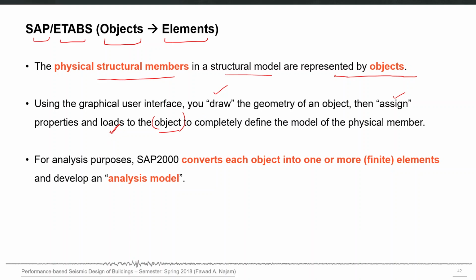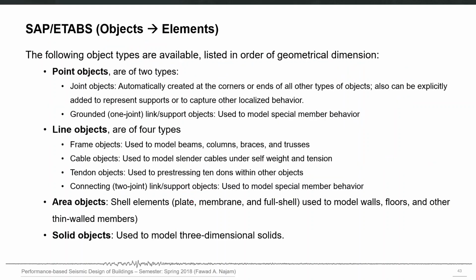For analysis purposes, SAP 2000 will convert each object into one or more finite elements and develop an analysis model. That analysis model will be created at the back end when you run your object-based model. So what are some of the objects available in ETABS or SAP 2000?